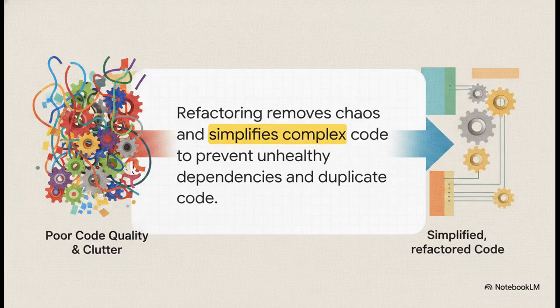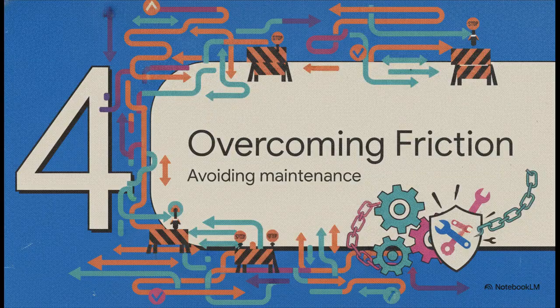Because here's the harsh reality. If you skip this maintenance from sprint to sprint, you are practically begging for poor code quality. You end up with unhealthy dependencies, duplicate code, and an overall landscape of absolute confusion and clutter. Refactoring is literally the only way to remove this chaos and simplify unclear, complex code so your project doesn't collapse under its own weight.